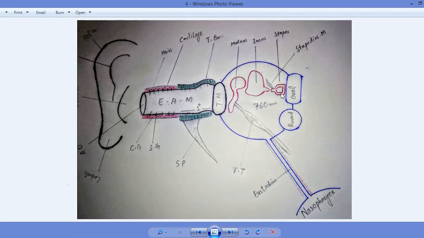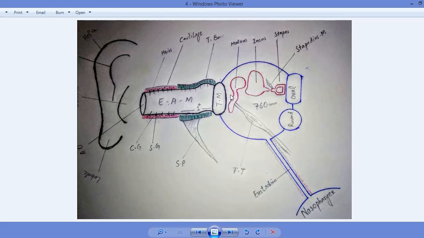Stapes means stirrup. So this stirrup also consists of a head, a neck, crus, and foot plate. This is the foot plate, this is the crus, this is the neck, and this is the head. Now this stapes is attached with the oval window. This is a membranous window. This membrane is just like the tympanic membrane.